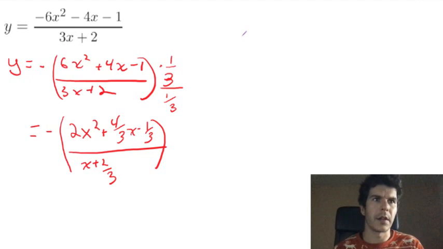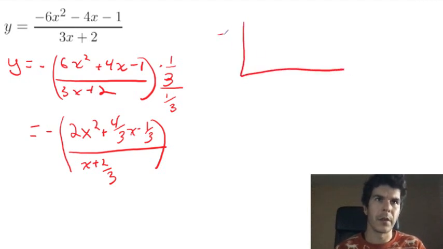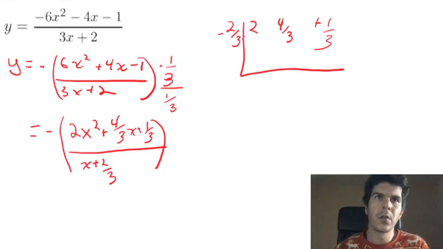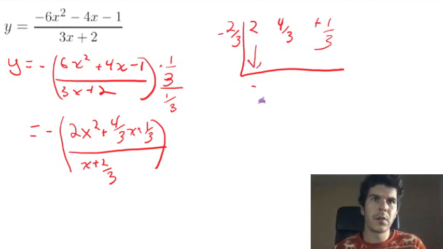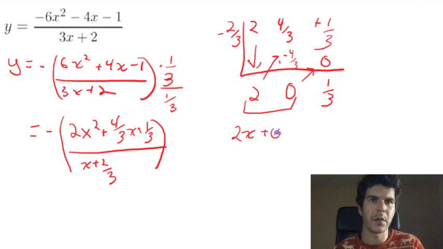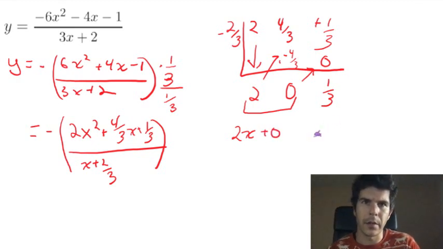Remember that when we're doing synthetic division, this number in here is your x value when it equals 0. Copying all of these in, that's positive for sure. Bring it down, and then multiply negative 4 over 3. Oh, we get 0. 0 times negative 2 over 3, 0. And 1/3, which means our quotient is negative 2x plus 0, and the remainder is 1/3.